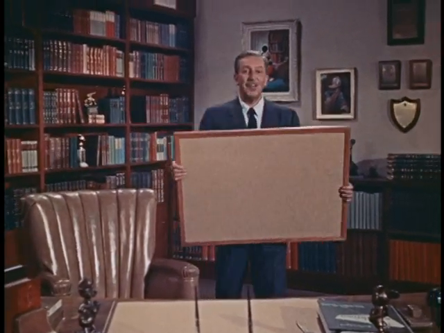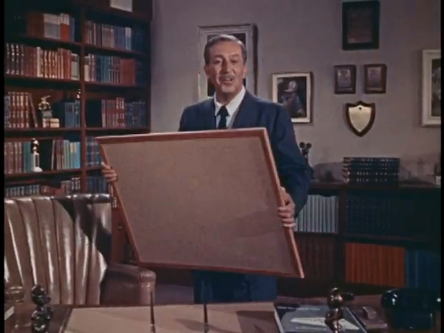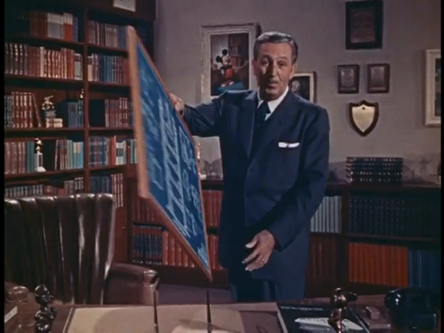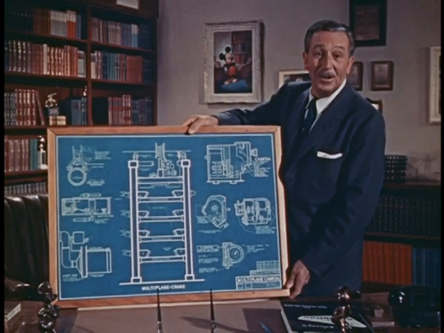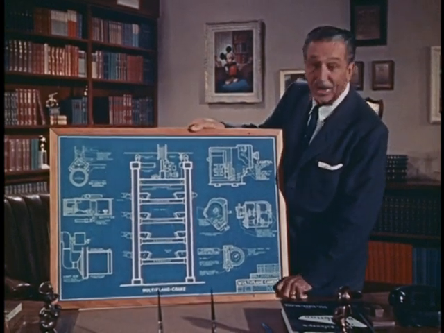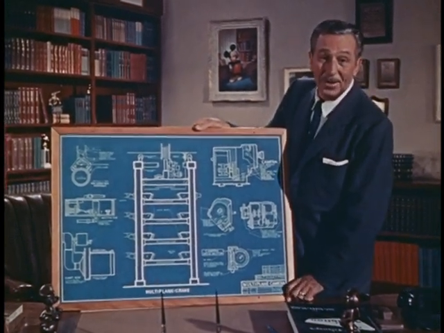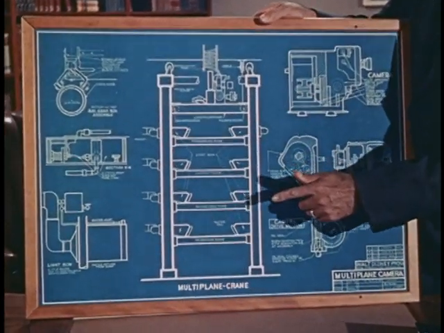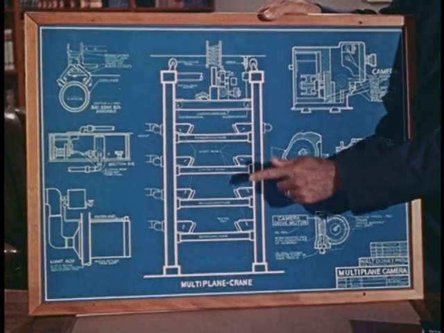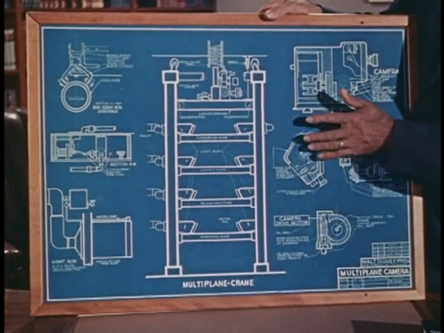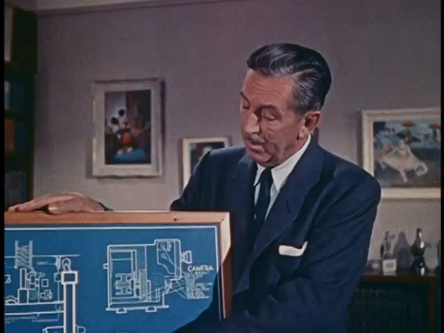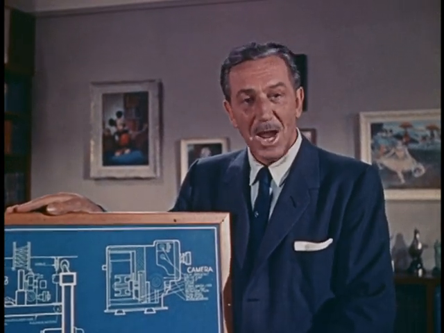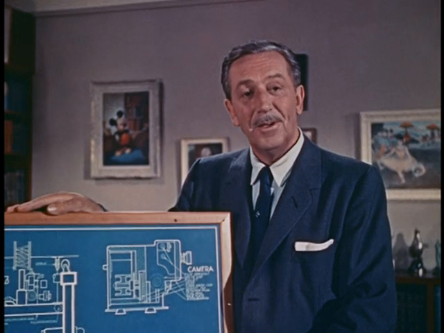Now, this is a different kind of drawing. It also came out of our school of self-improvement here at the studio. It is a blueprint of a piece of equipment designed to make cartoons more realistic and enjoyable. This is the plan for a super cartoon camera. We call it the multiplane camera. It was intended for use in our feature-length cartoons. You see, we decided for features. The camera needed improvement too.